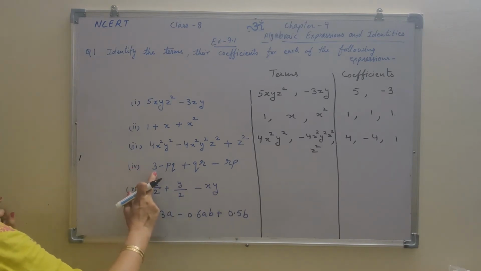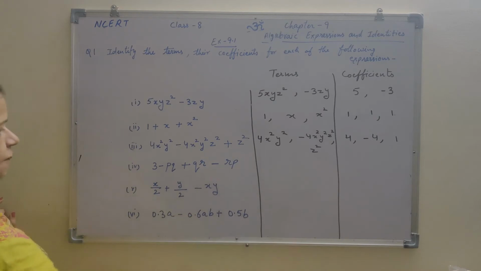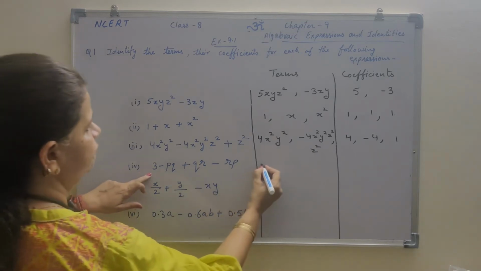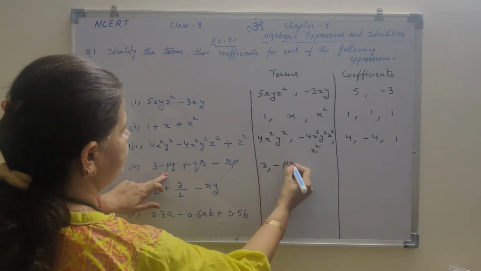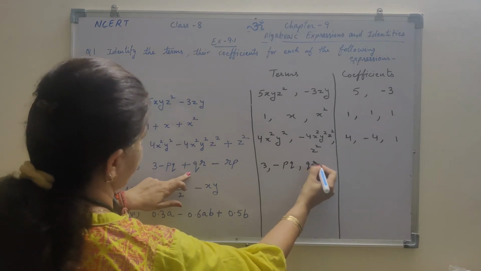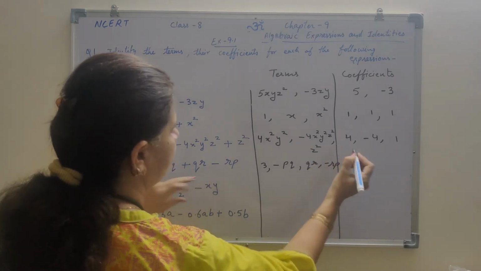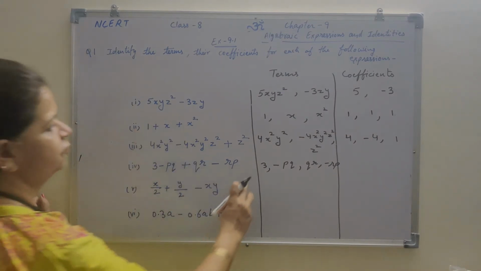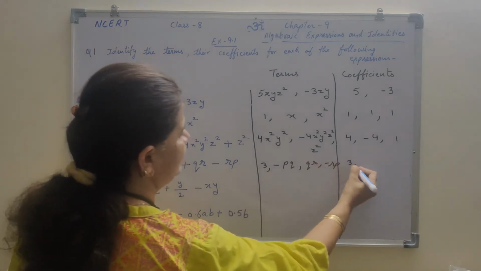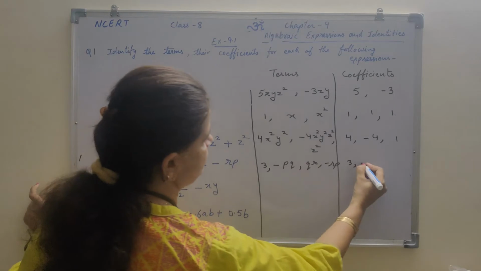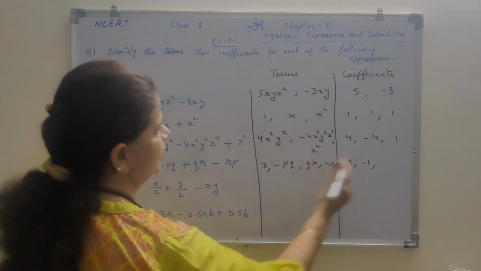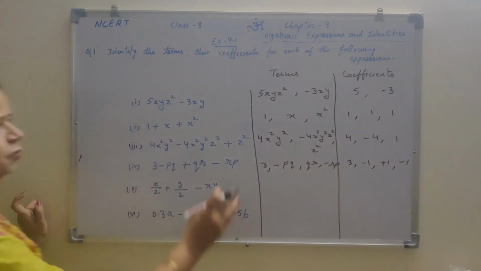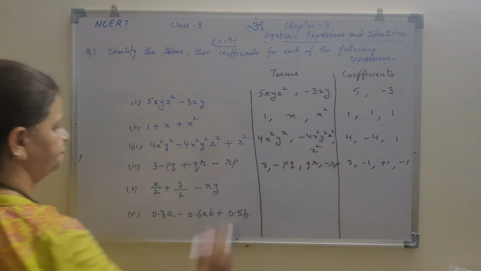Fourth expression, we have 3 minus pq plus qr minus rp. That means we have 1, 2, 3 and 4 terms in total, which are 3, minus pq, plus qr and minus rp. The plus sign, if you do not write it, is understood, but the negative sign you have to write down. The coefficient of the first term is 3. The second term is minus pq, so its coefficient is minus 1. The third term is qr, so it is plus 1. And the last term is minus rp, so it is minus 1.